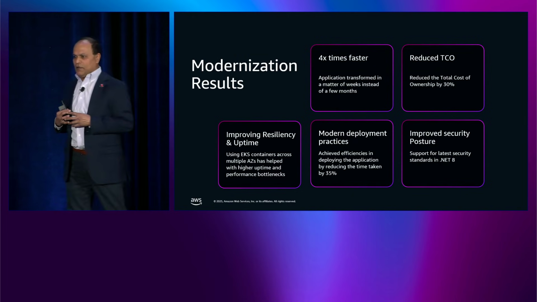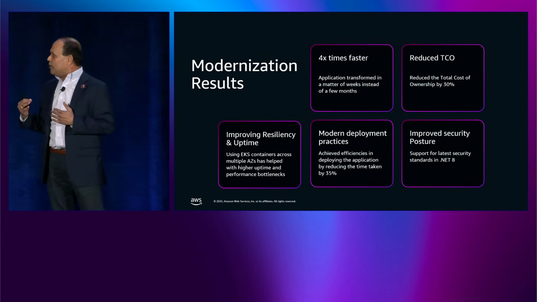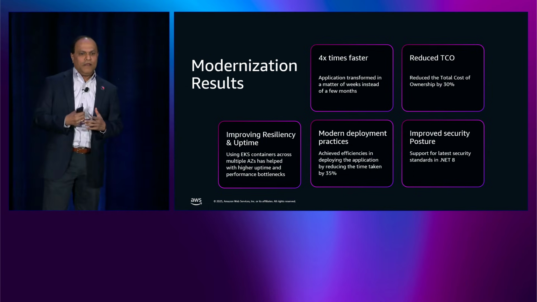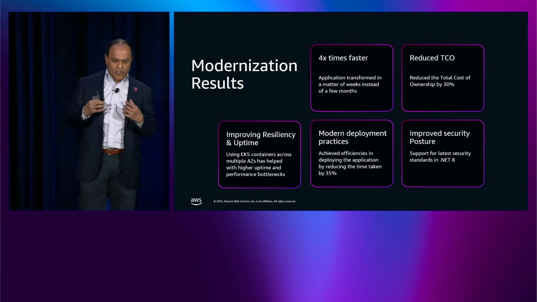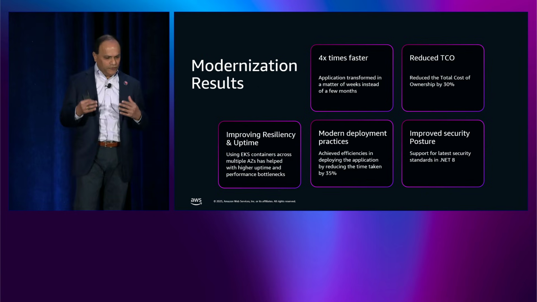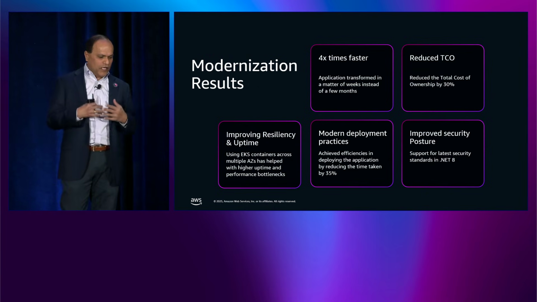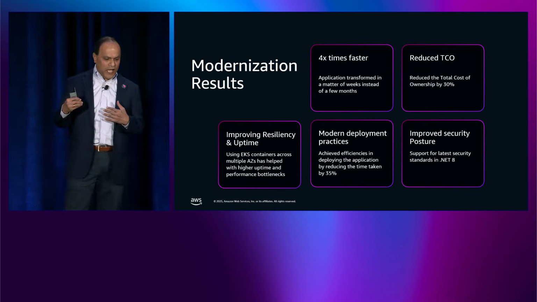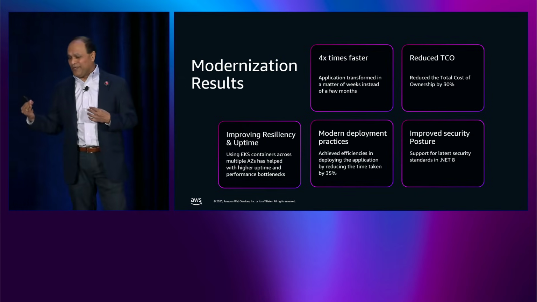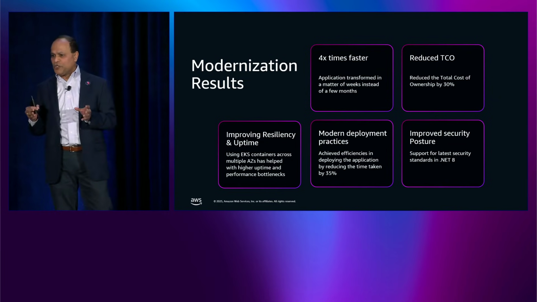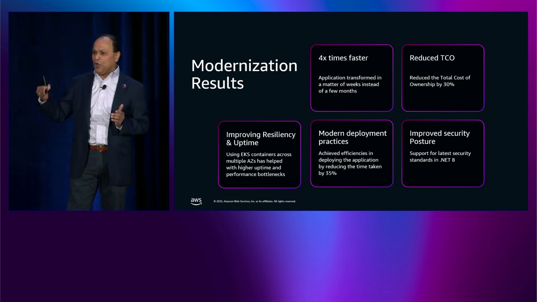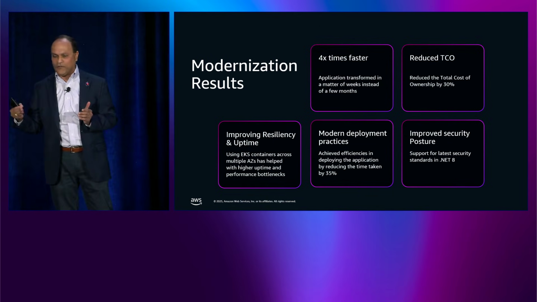The results that we achieved as part of that: the most important thing for me was to improve the resiliency and the uptime availability. Using EKS containers across multiple availability zones has helped us have better uptime and improved performance bottlenecks. As a matter of fact, as we started doing that, we realized that we were running into a little bit of issues moving it into GovCloud. We successfully overcame that and deployed it into GovCloud, which was a huge step forward for us.